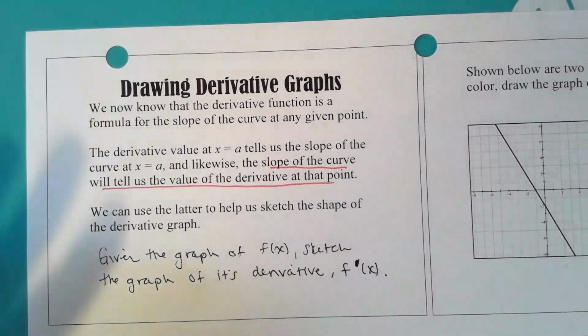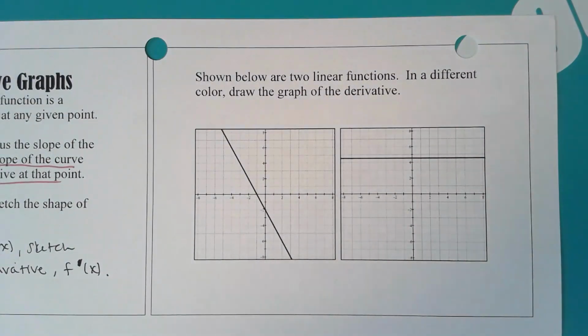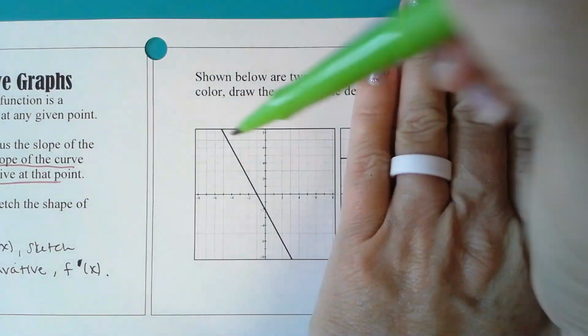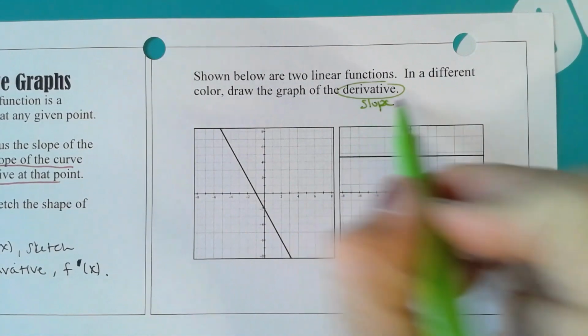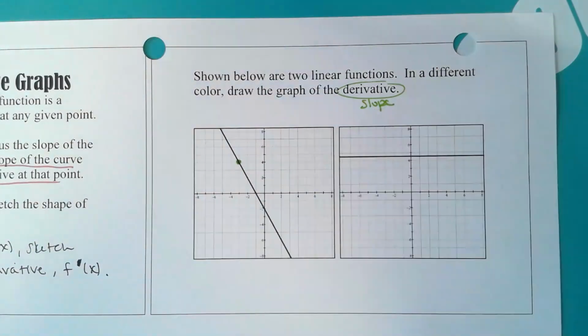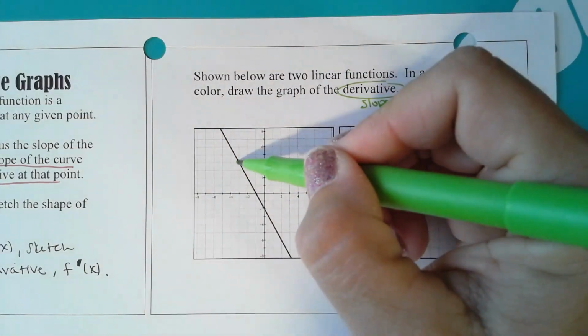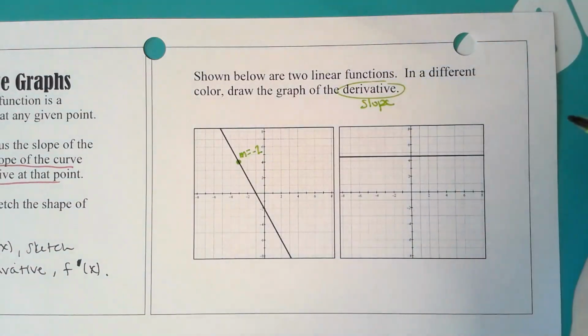We won't need that quite yet. So it says, shown below are two linear functions. In a different color, draw the graph of its derivative. We could do this a couple of different ways. Again, this is like two different problems on one page. So remember, the derivative means slope. If I look at this point here, what is the slope at that point? Well, this line looks like we're going down 2 over 1. So I'd say the slope there is -2.